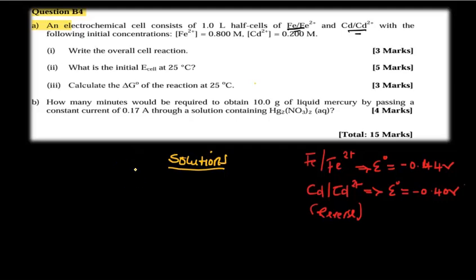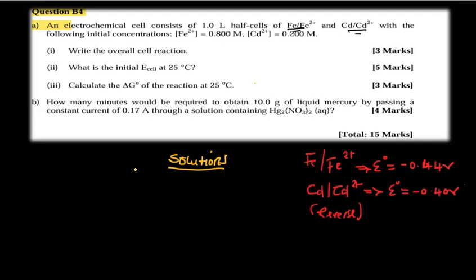Welcome to this session. This is electrochemistry. So we have this question. An electrochemical cell consists of 1.0 liter half cells of iron and cadmium with the following initial concentration. So we have that of iron and that of cadmium respectively. The first question is for us to write the overall cell reaction.